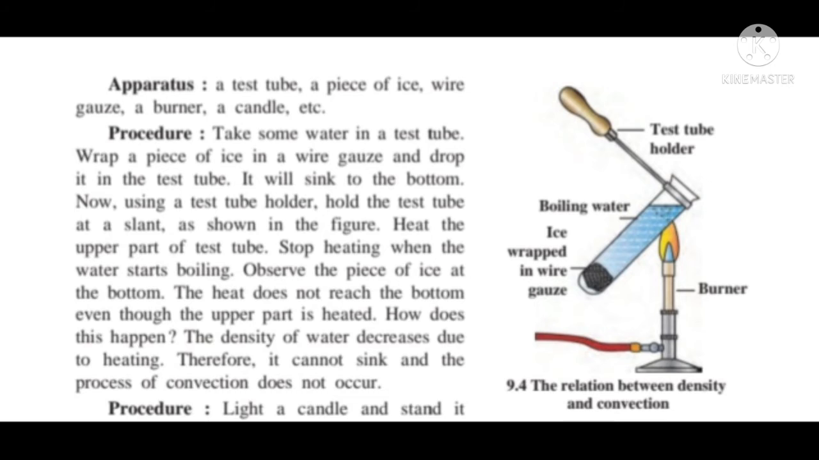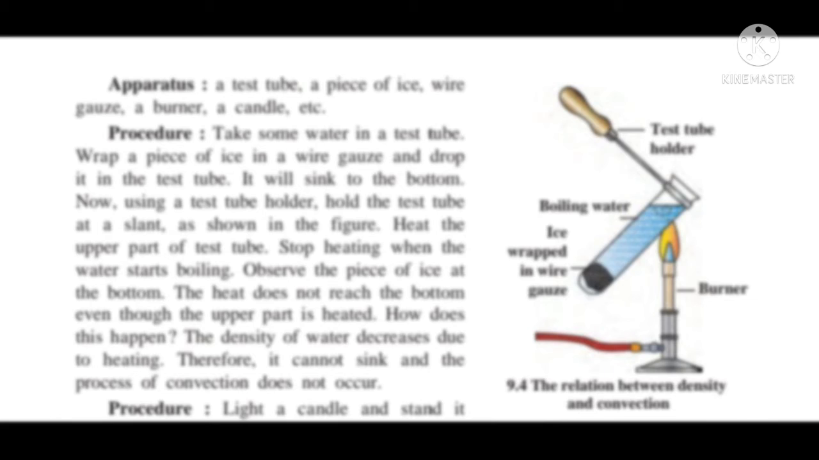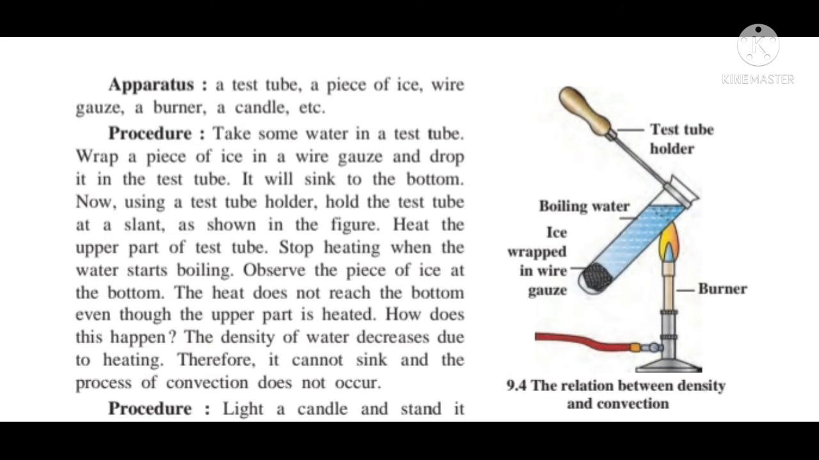Then one more activity. Take some water in a test tube, wrap a piece of ice in wire gauze and drop it in the test tube. It will sink to the bottom. Now, using a test tube holder, hold the test tube at a slant as shown in the figure. Heat the upper part of the test tube and stop heating when the water starts boiling. Observe the piece of ice at the bottom. The heat does not reach the bottom even though the upper part is heated. How does this happen? Because the density of the water decreases due to the heating, therefore it cannot sink and the process of convection does not occur.